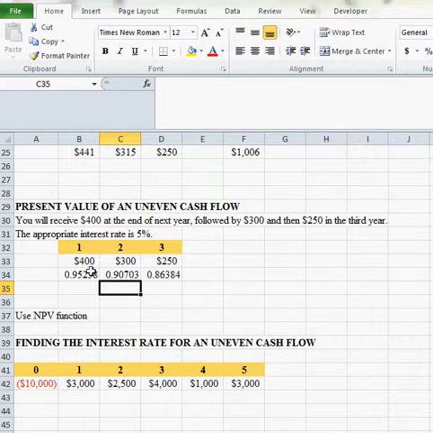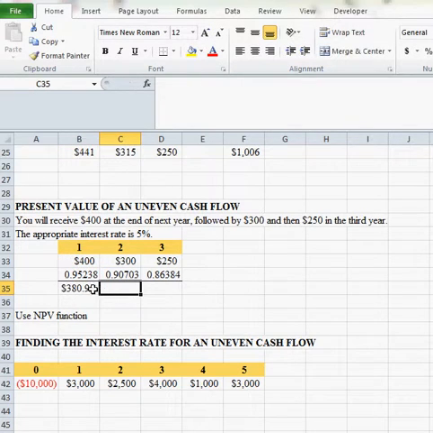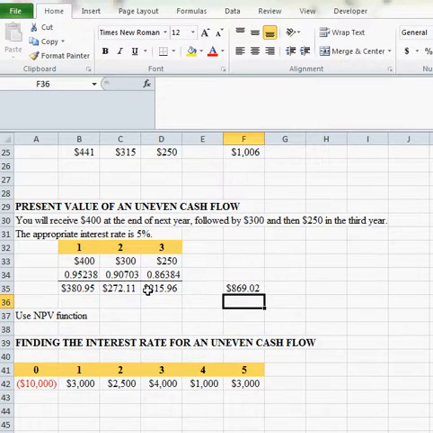And then again, we're going to multiply them. So take that 0.95 times the 400. And the present value of the money that you receive at the end of year 1 is $380.95. Copy that formula over. And then I can add those 3 numbers together. So equals SUM of these 3 numbers, 869.02.